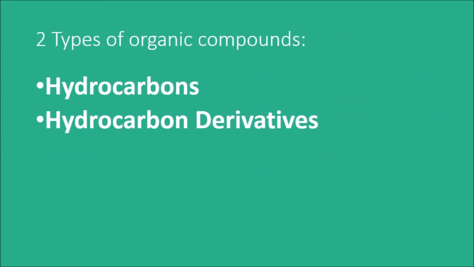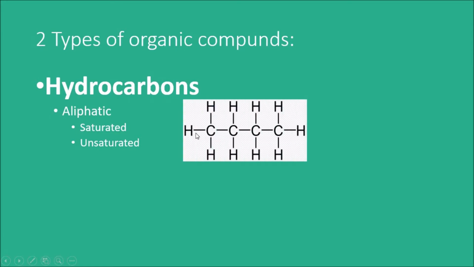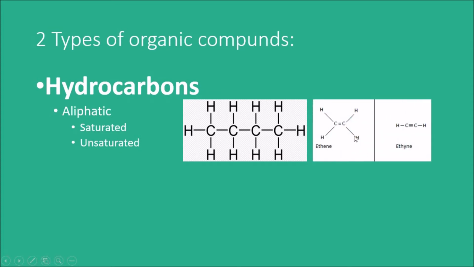Well, apparently there are two types of organic compounds, hydrocarbons and hydrocarbon derivatives. What are hydrocarbons? Hydrocarbons are aliphatic. They can be saturated or unsaturated. Aliphatic meaning they are arranged in a manner such as an open chain of carbons. Now, this is an example of an aliphatic saturated hydrocarbon, meaning that all the carbon bonds are only single bonds.